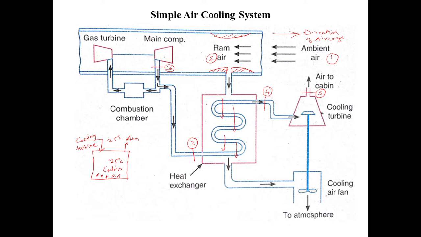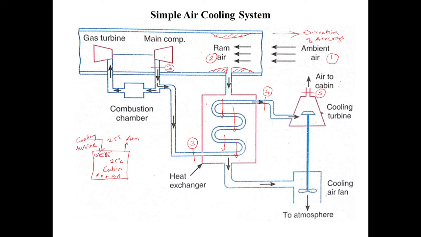So it is for sure that whatever air I am supplying to the cabin has to have a temperature less than 25. Whatever air I am supplying, it should be less than 25. Assume that I am supplying air at, let's say, 18 degrees Celsius.